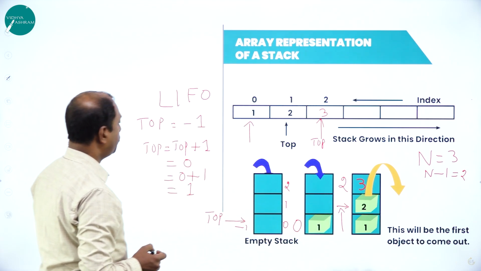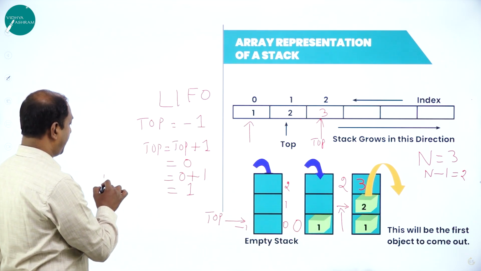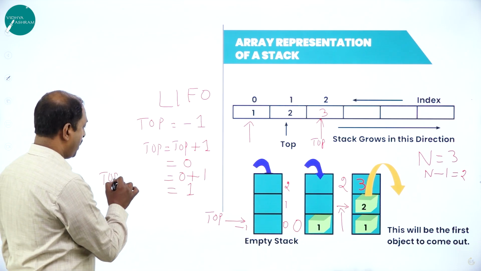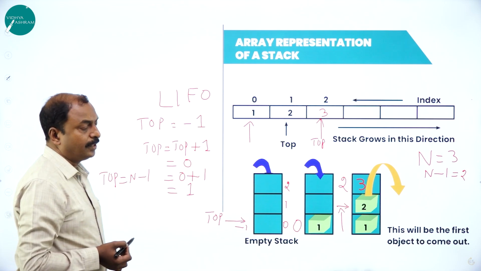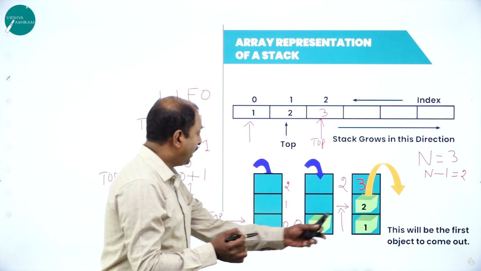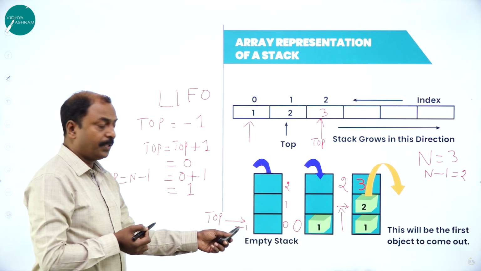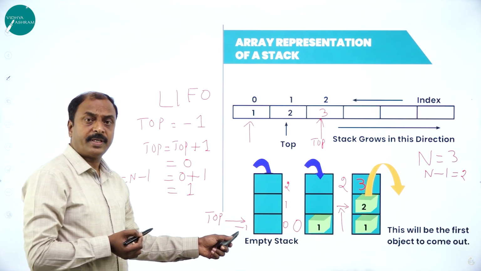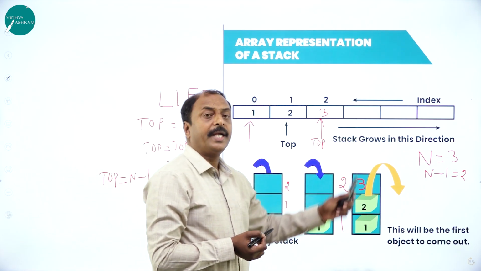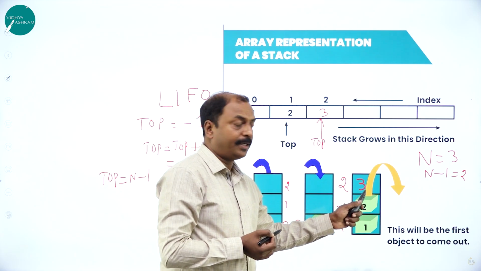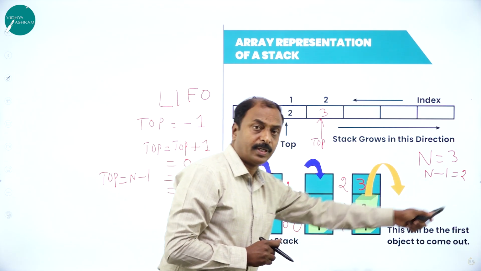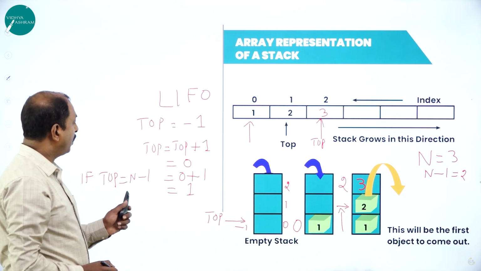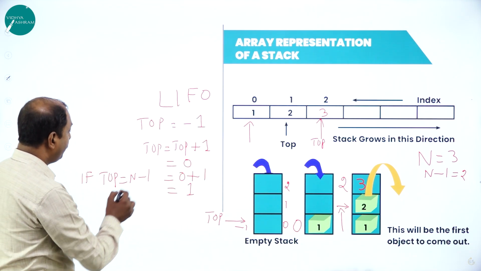Now the condition in that example: top is equal to n minus 1. Please understand the concept here. At the beginning, top was -1. As and when the stack grows, it reaches the maximum element. That is, in this example, index 2, that is n minus 1.